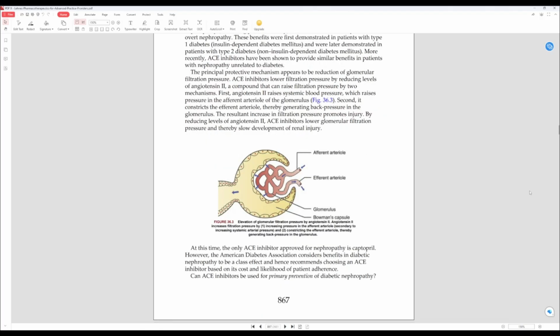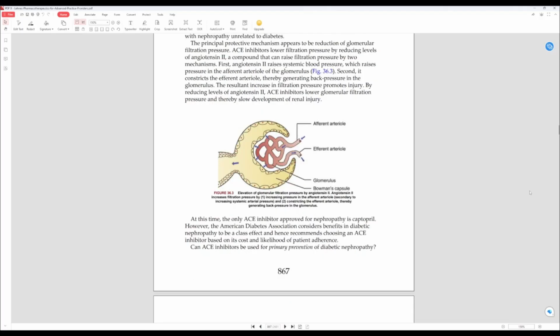The principal protective mechanism appears to be the reduction of glomerular filtration pressure. ACE inhibitors lower filtration pressure by reducing levels of angiotensin II, a compound that can raise filtration pressure by 2 mechanisms. The first, angiotensin II raises systemic blood pressure, which raises pressure in the afferent arteriole of the glomerulus. The second, it constricts the efferent arteriole, thereby generating back pressure in the glomerulus. The resultant increase in filtration pressure promotes injury. By reducing levels of angiotensin II, ACE inhibitors lower glomerular filtration pressure and thereby slow the development of renal injury. So if you need a picture version of that information, you can hit pause here and take a look at it.